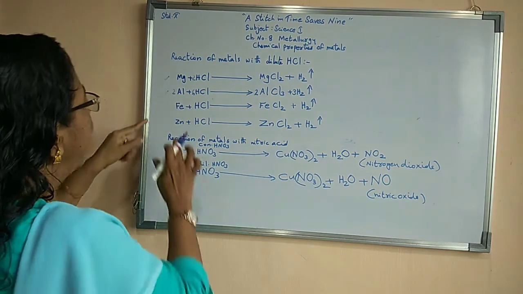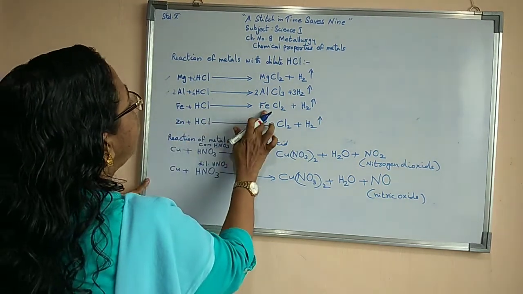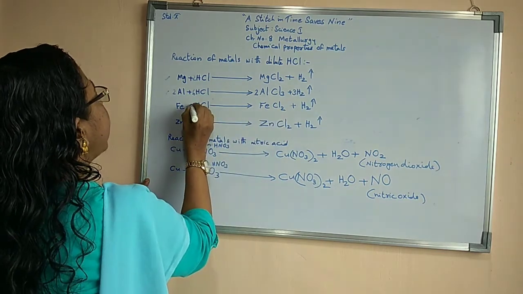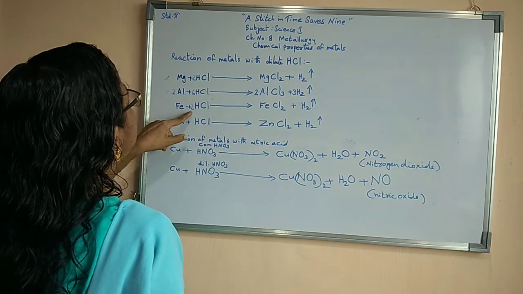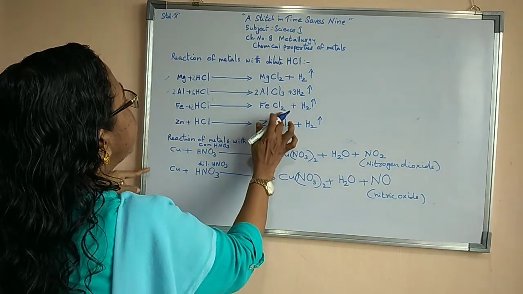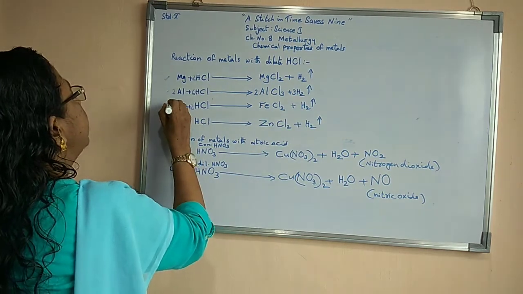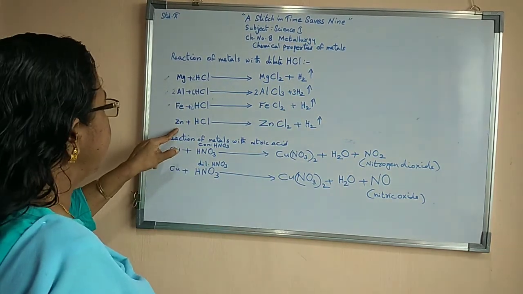Now here iron 1. Here iron 1. Chlorine here 1. Here chlorine 2. So I am writing here now 2. So 2 chlorine here, 2 chlorine here. Hydrogen now 2. Here also 2. Equation balanced.